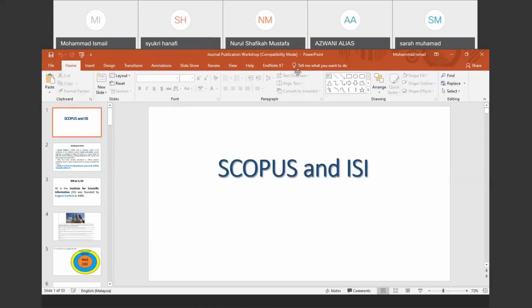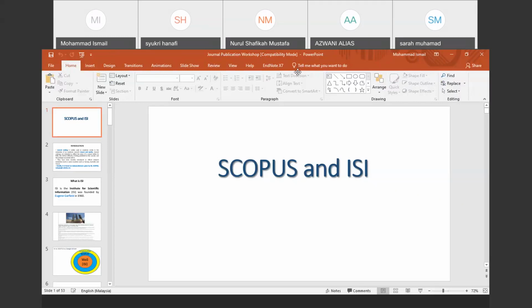As usual, first I will discuss Scopus and ISI, because I know many postgraduate students are still confused about Scopus and ISI, even lecturers. Sorry to say, honestly, many students and many lecturers cannot differentiate between Scopus and ISI.